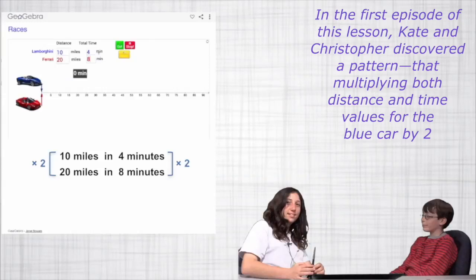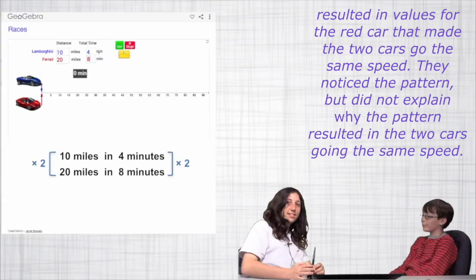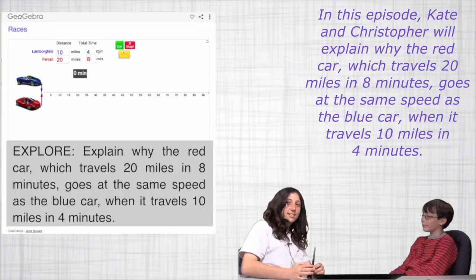In the first episode of this lesson, Kate and Christopher discovered a pattern that multiplying both distance and time values for the blue car by 2 resulted in values for the red car that made the two cars go the same speed. They noticed the pattern, but did not explain why the pattern resulted in the two cars going the same speed. In this episode, Kate and Christopher will explain why the red car, which travels 20 miles in 8 minutes, goes at the same speed as the blue car when it travels 10 miles in 4 minutes.